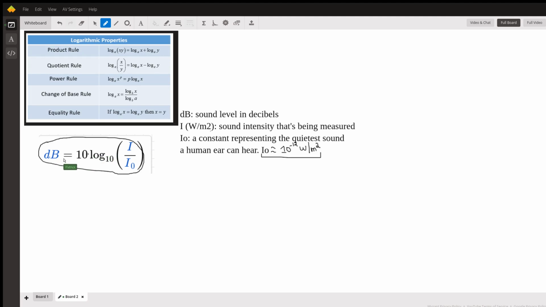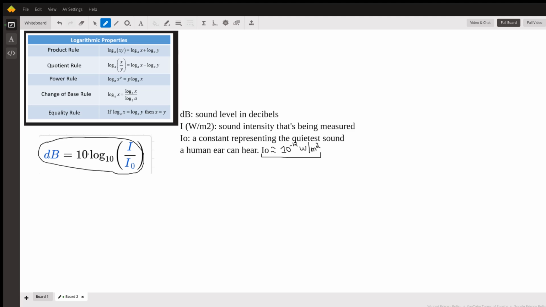So the dB, the sound level, is equal to 10 times log 10 of the ratio between I and I naught, or I0. And I0, that's a reference. That's the sound intensity of reference, and it's defined as the sound intensity of the quietest sound that the average human can hear. And that's usually given as 10 to the negative 12 watts per square meter.